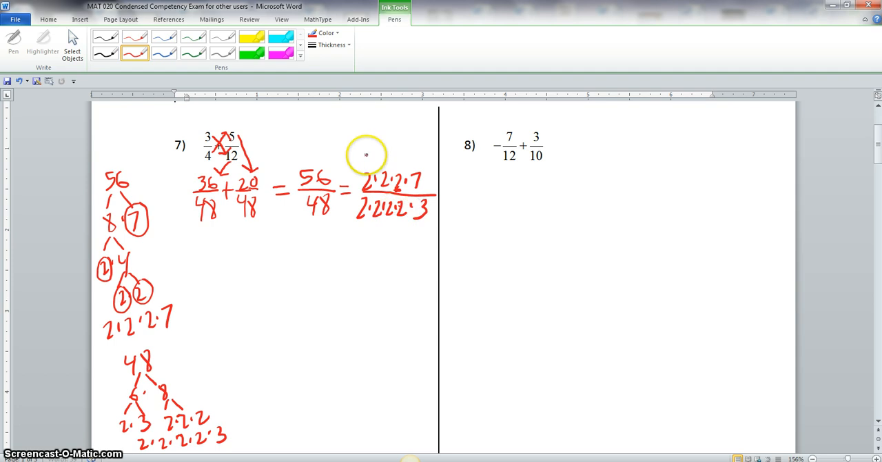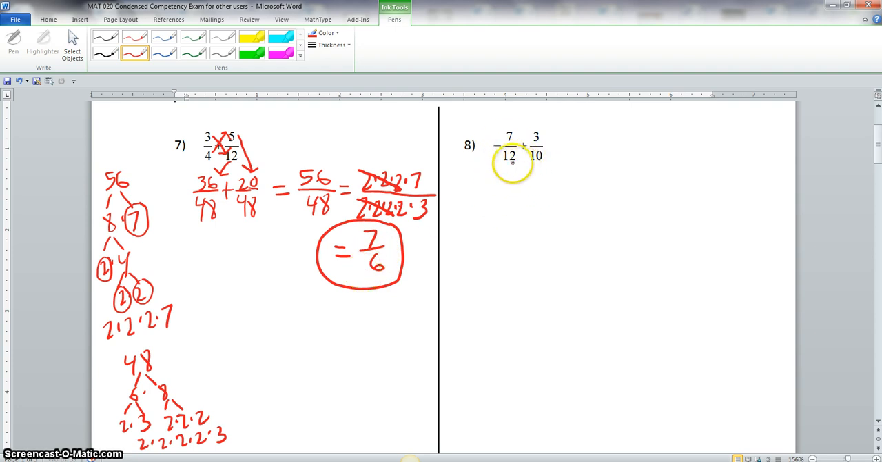and 1 3. Now, they have 3 sets of 2's in common, so we simplify those out. And our final answer here would be 7 over 6. Now, since this didn't start off with mixed numbers, or they didn't ask for mixed numbers, this will be our final answer, which would be 7 6. Okay, now let's take a look at number 8.